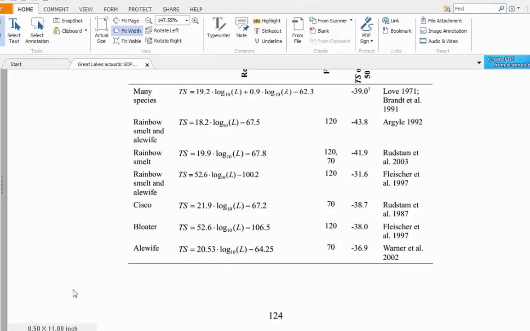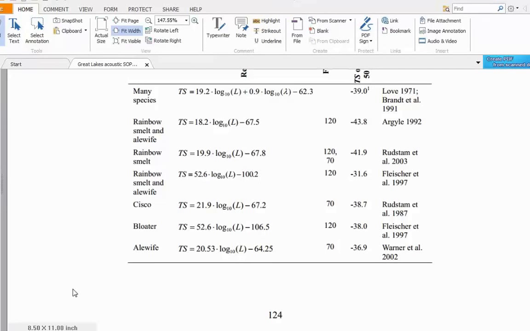Which table is this from? Actually, this is from that book that's in the back, the Great Lakes Standard Operating Procedure. I'll give it to anyone who wants it electronically. I didn't quite get this into a slide. I just brought up the PDF of the manual.